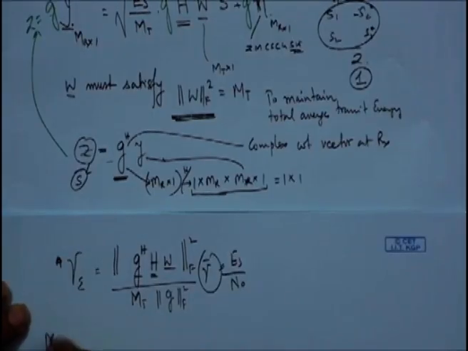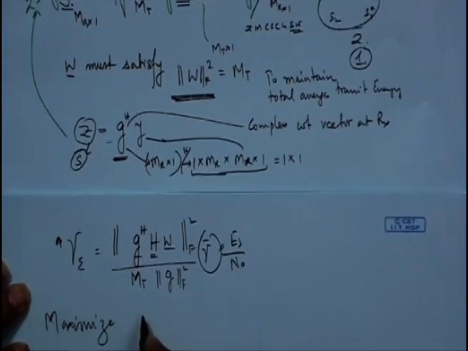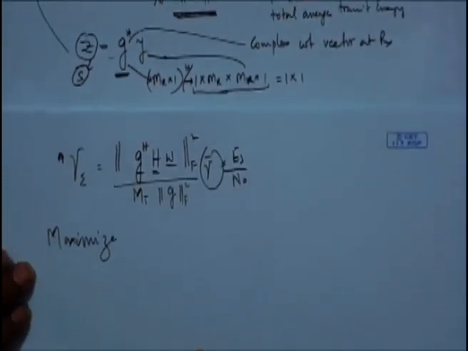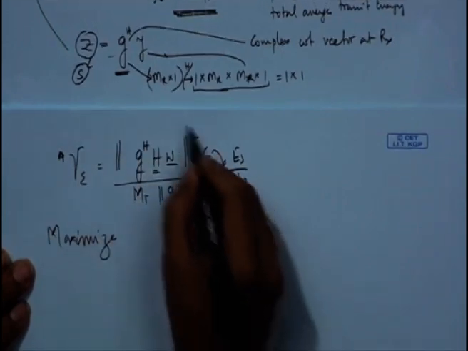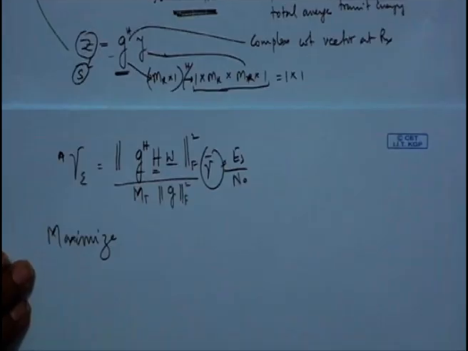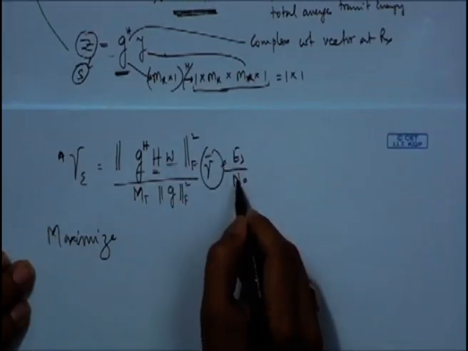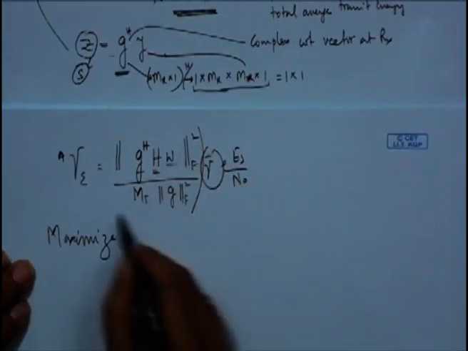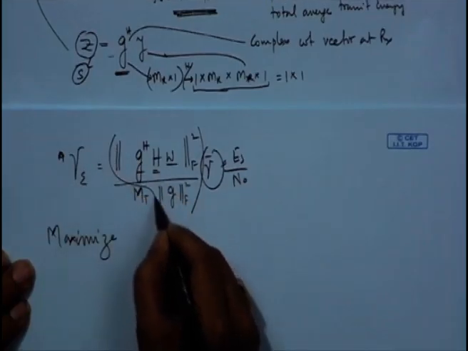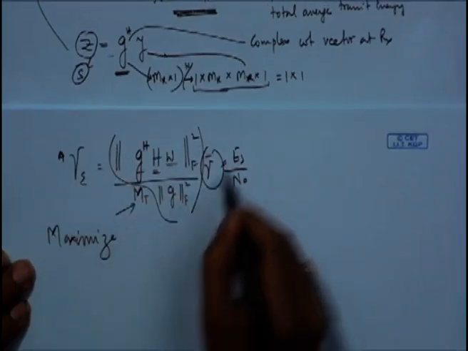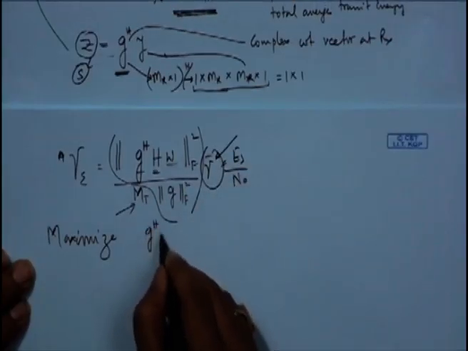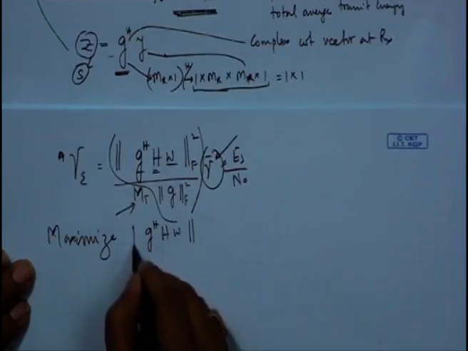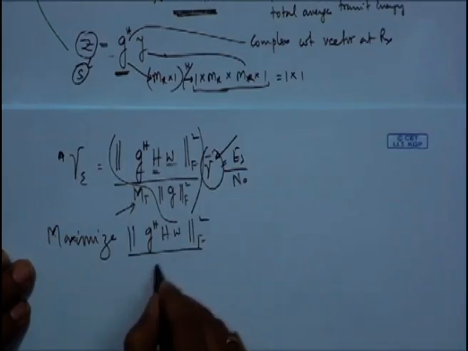So we have to maximize the SNR at the receiver. Maximizing the SNR is equivalent to maximizing this particular expression, because this is Es by N naught. We don't have much to do with that, so we have to focus on this expression, because this also we can't do much with. So you have to maximize the Frobenius norm squared of G Hermitian H W, divided by the rest.